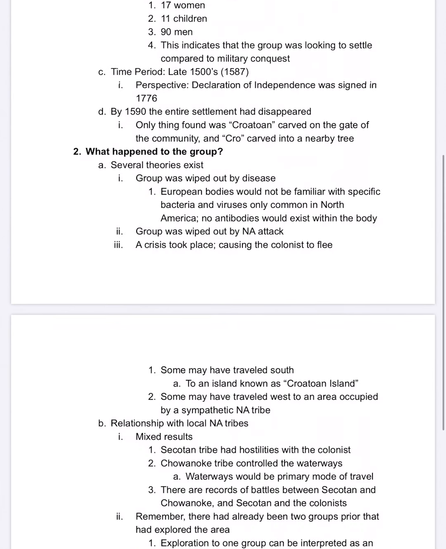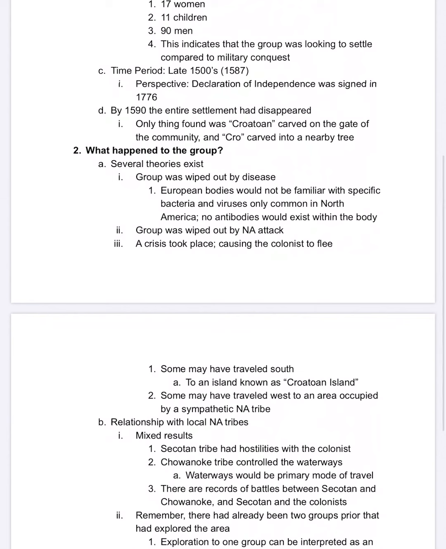The other thing is the third group would be the first one to actually bring individuals aside from just men to the field: 17 women, 11 children, and 90 men. The reason this is important is because it indicates that Great Britain and the colony of Roanoke were looking to actually settle, compared to just a military conquest of taking over things. When you have a mix of families coming into an area, the idea is that the population will increase and they will settle in the area.